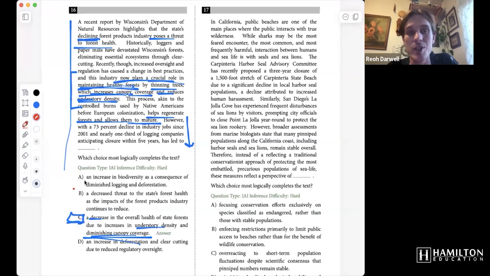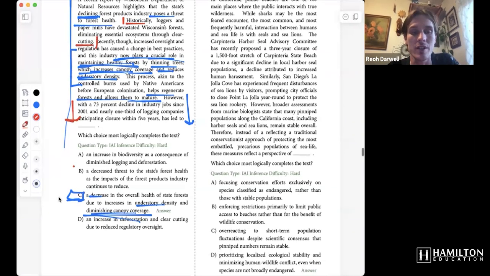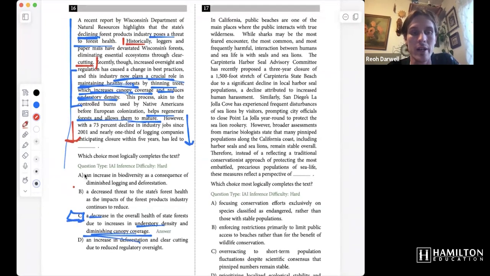Okay, if you're choosing some of these other answer choices, you might be falling into the trap of right here, loggers and paper mills devastated Wisconsin's forests, which they absolutely brutally did. But this sentence here isn't what we're referring to in the majority of this passage and isn't relevant to the logic about what's going on since 2001, right? So A would be true maybe historically, but not in this consequence.